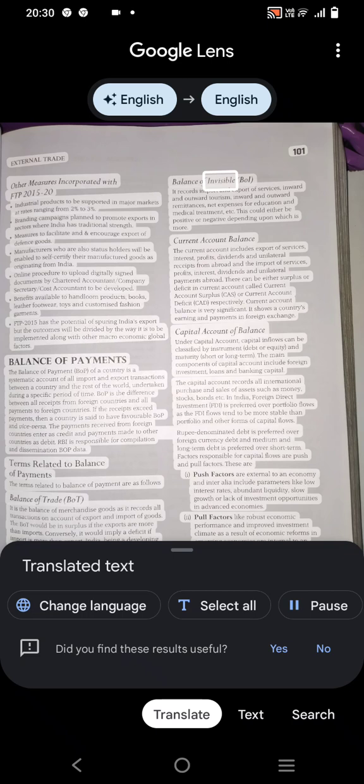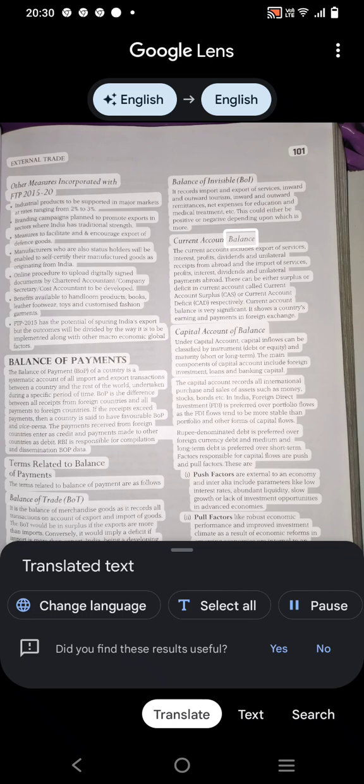Balance of invisibles, BOI. It records import and export of services, inward and outward tourism, inward and outward remittances, net expenses for education and medical treatment, etc. This could either be positive or negative depending upon which is more.